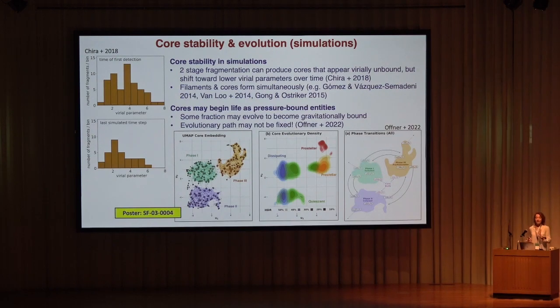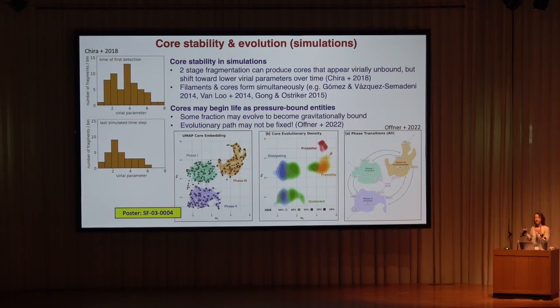There's a couple interesting things about this, and I refer you to Stella's poster for more information. But first is that the evolution of these cores might not necessarily follow a simple trend, where cores can actually go between these different stages. And in the case of cores that are quiescent or coherent, some of them end up as very long-lived objects and don't necessarily form stars.